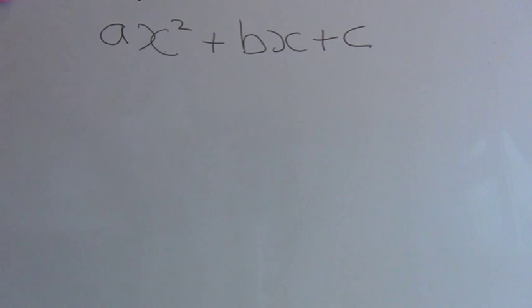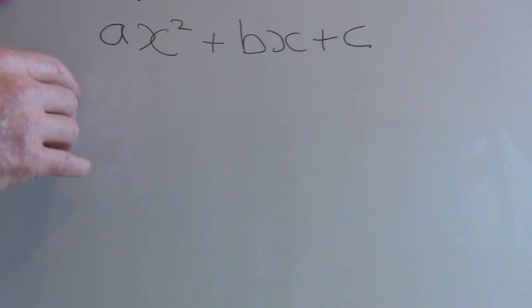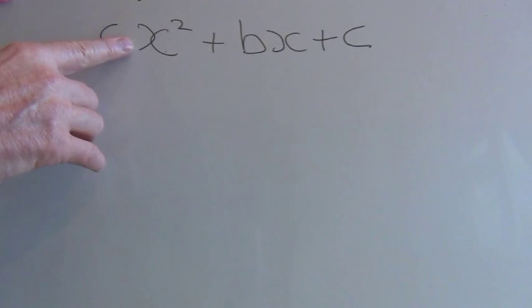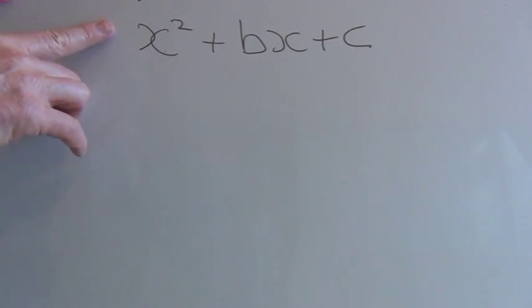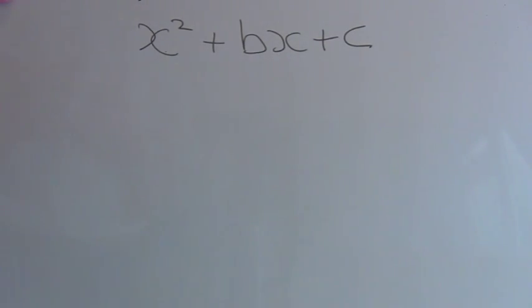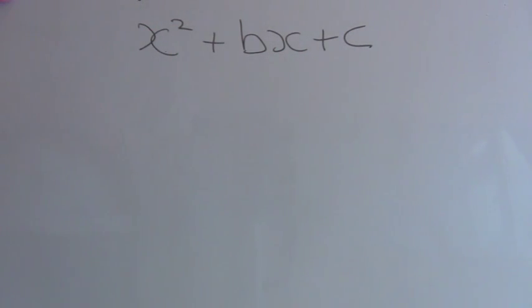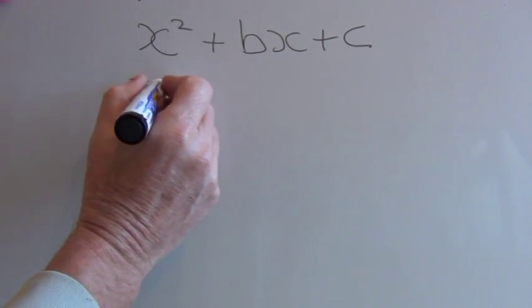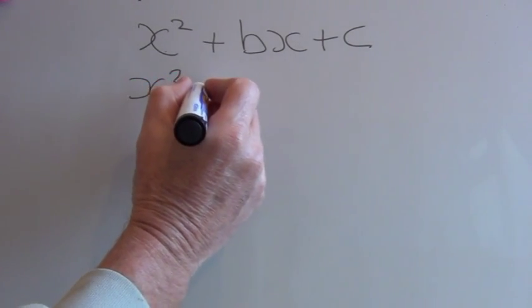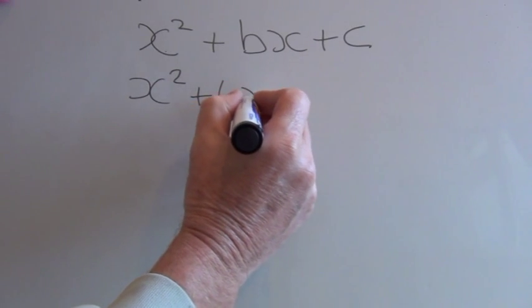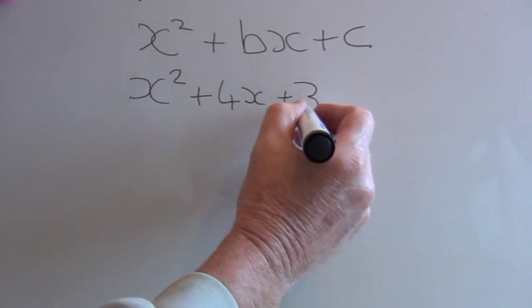Now, in our examples we're going to be concerned with the quadratic expression in which the coefficient of x squared is equal to 1. So this means that a is going to be equal to 1, so we can remove the a, as 1 times x squared is just x squared. So that just leaves us with this quadratic equation. Now, for our first example, let's have a look at x squared plus 4x plus 3.